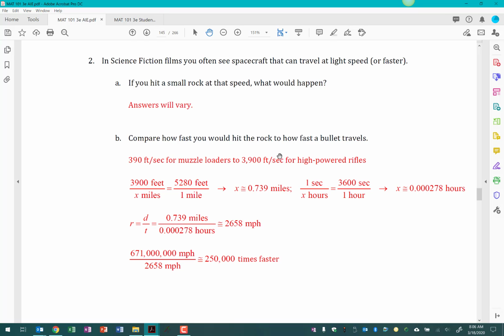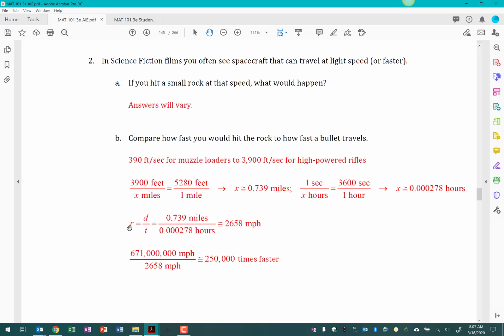The first thing that I did was convert 3,900 feet per second to miles per hour. And I did that in 2 steps. I took the 3,900 feet and converted that to miles first, using the fact that there are 5,280 feet in 1 mile. And from that I found out that 3,900 feet is about 0.739 miles. And then I took the 1 second that's in the bottom. Remember, what we have in the bottom of these units is really just one of whatever the unit is. So I converted that 1 second to hours. I used a lot of decimal places so I'd have enough numbers to work with, and I ended up with 0.000278 hours.